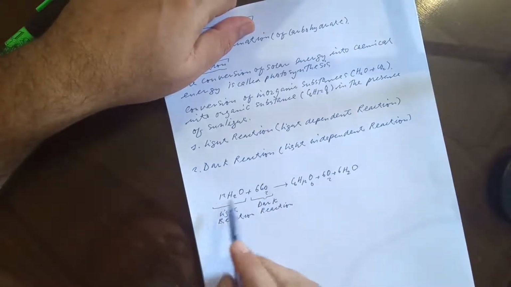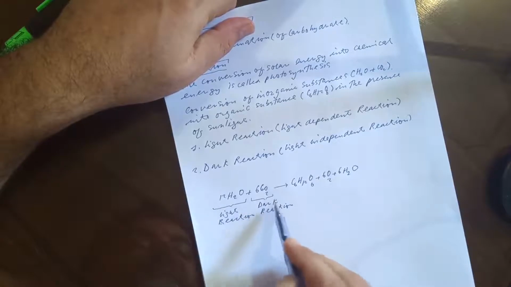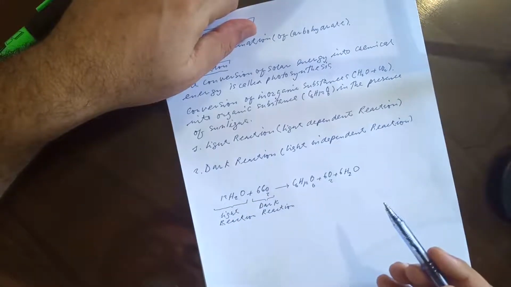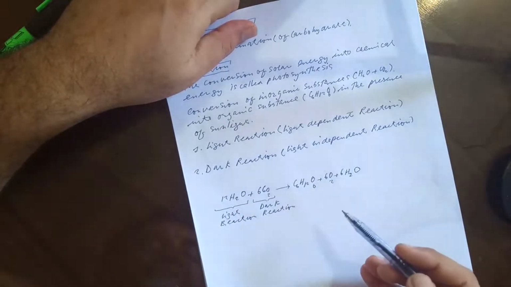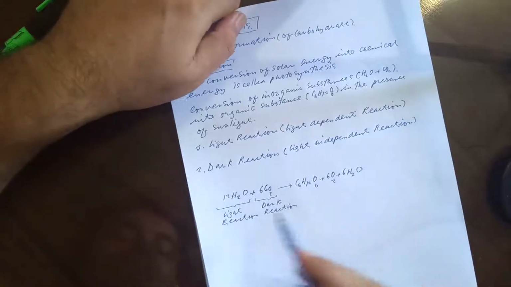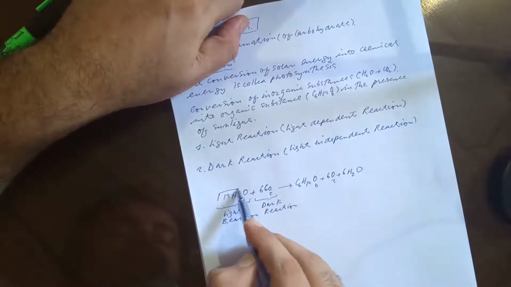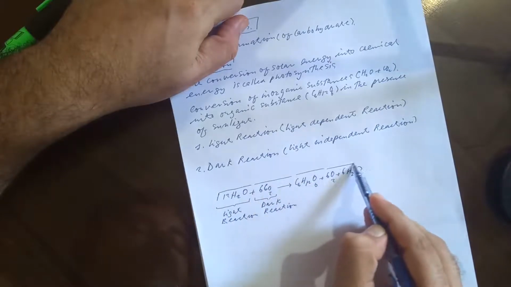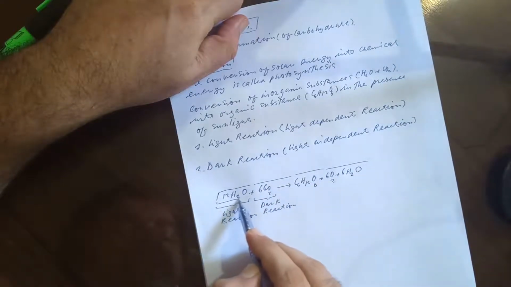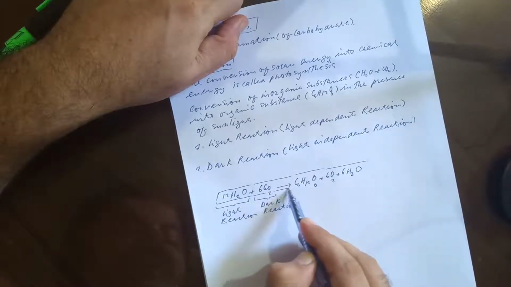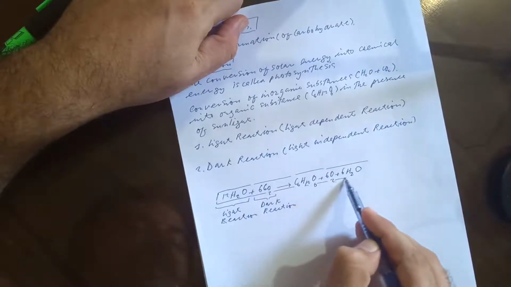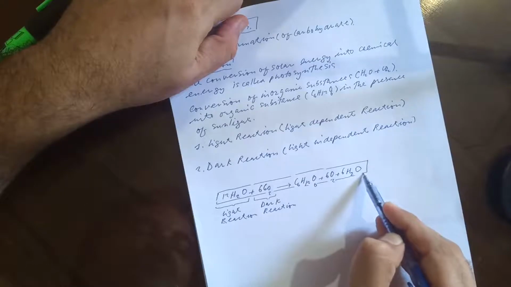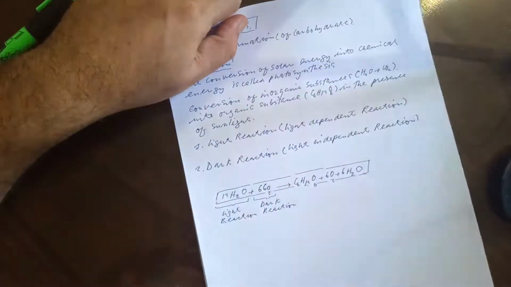So these are the two equations. Light reaction uses water. Dark reaction uses carbon dioxide, and this is what photosynthesis is all about. So you can study this reaction in 2 steps. Step number 1 is called the light reaction, and step number 2 is called the dark reaction, which we are going to discuss.